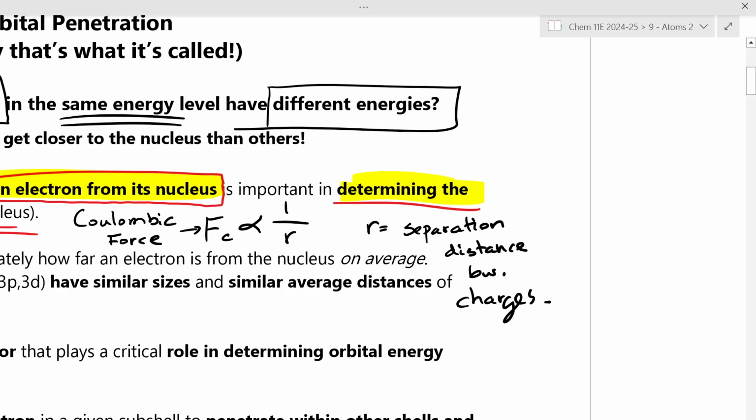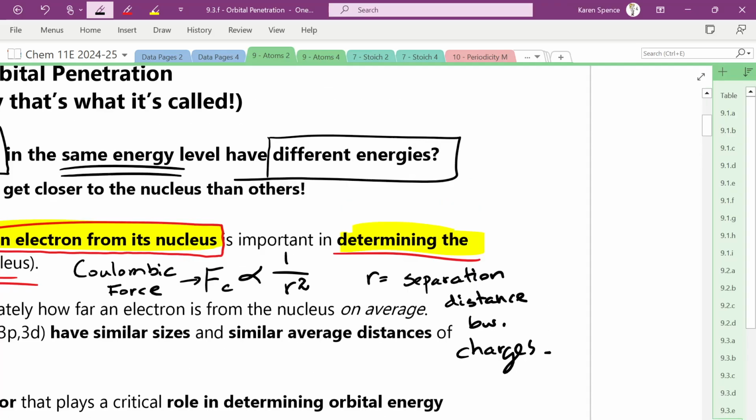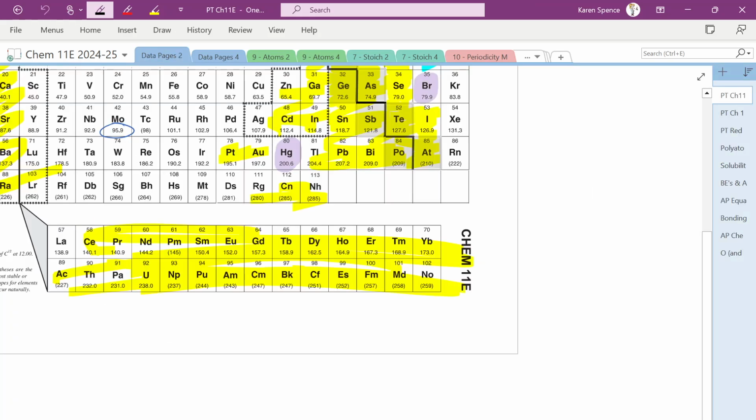And it's not just 1 over R, it is 1 over R squared, okay? And if you forget that, where can you look? You can look on your pink sheet, yes? Because it is on your pink sheet.